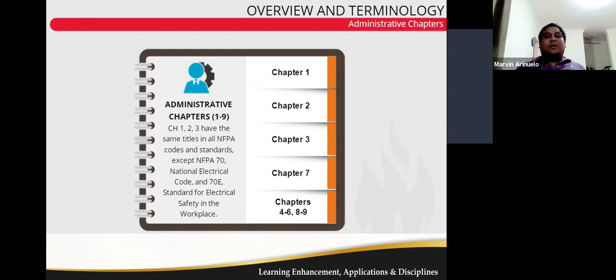So if you see, the administrative chapters up to 9. Chapter 1, 2, 3 is similar to all NFPA codes and standards, irrespective of whether it is NFPA 1, 10, 11, 13, 20, 22, 23, 25. Respectively it's all the same, because it's about administration and governance, no? Except NFPA 70, National Electrical Code, and 70E, Standard for Electrical Safety in the Workplace. That's the only exception, 70 and 70E.